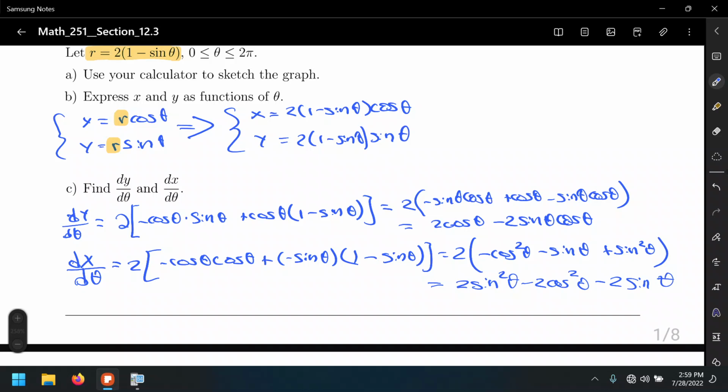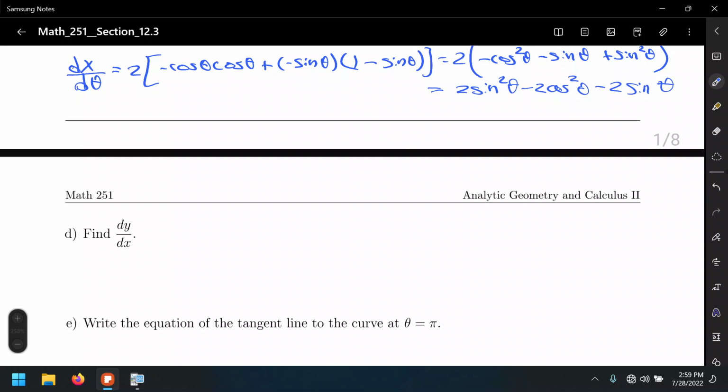Now on the next page, they're asking us to find dy dx. In this case, it's the expression that will give us the slope at any point on the polar curve, whether this is a cardioid, a flower, a rose. But in this case, that's going to give us the answer in the xy version.